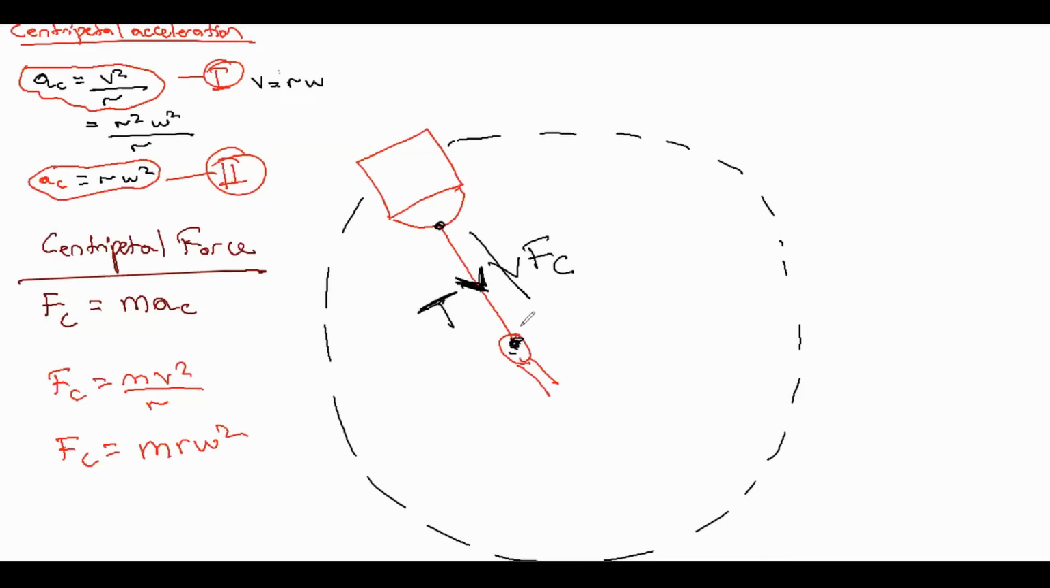Now you're probably wondering, okay, so this is tension and this is centripetal force. So what is centripetal force? Then you're going to realize that this tension itself is the centripetal force. So the conclusion from this is that centripetal force doesn't exist. It's a resultant force. It's not an actual force.